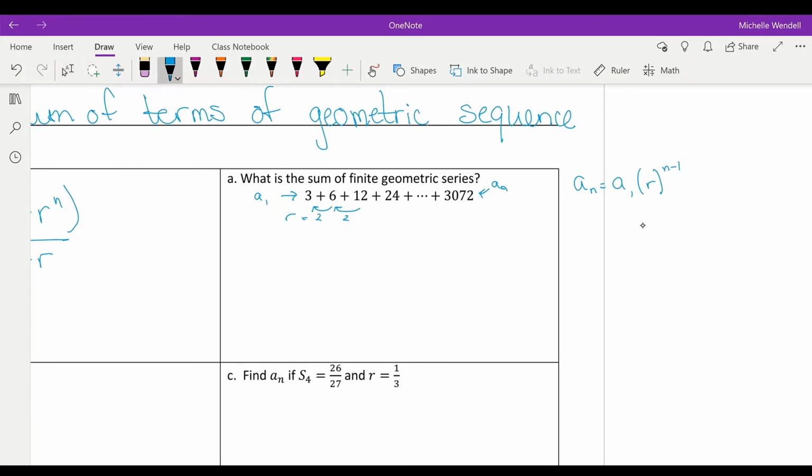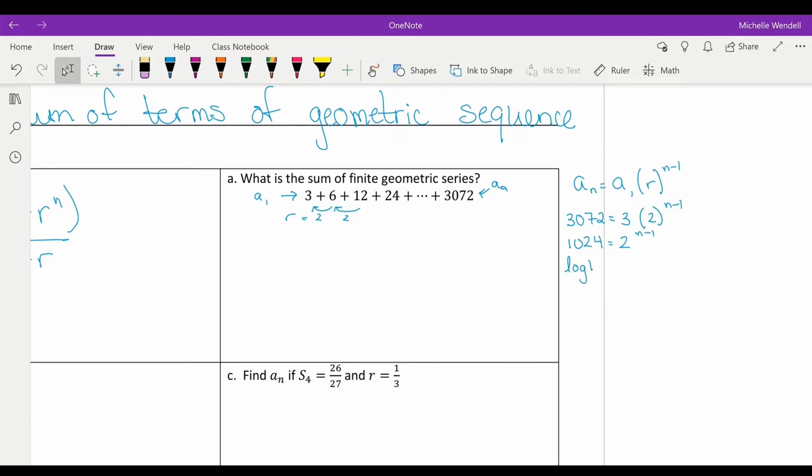Alright, so I have 3072 equals my first term, which is 3, times my ratio, 2, to the n minus 1. First thing you have to do is divide by 3, so that gives me 1024 equals 2 to the n minus 1. So now you have to think back to what we learned a couple of units ago. This is to a power of n minus 1. So how do you get rid of this exponent? You're going to use the log of both sides.